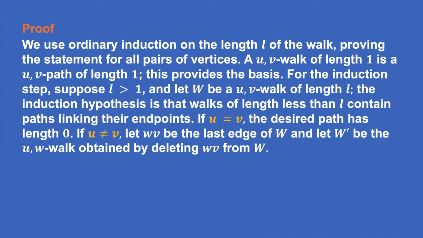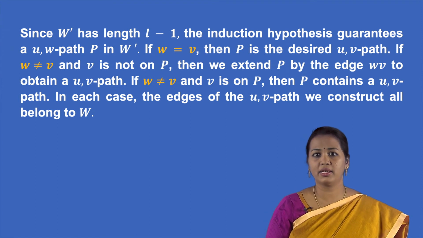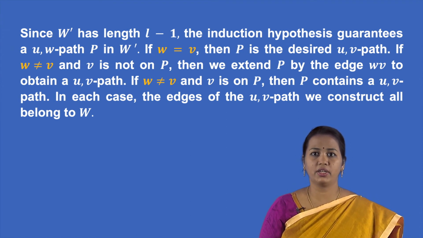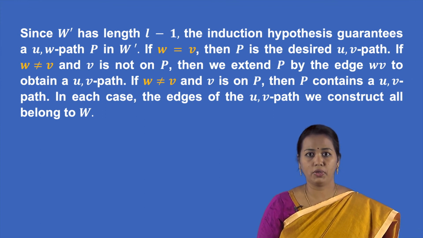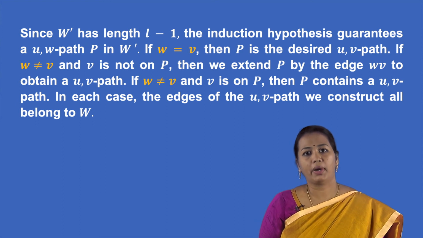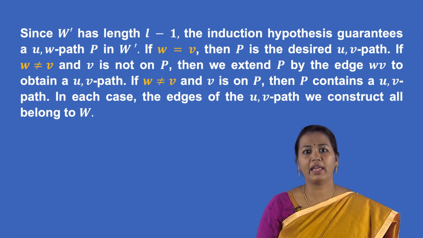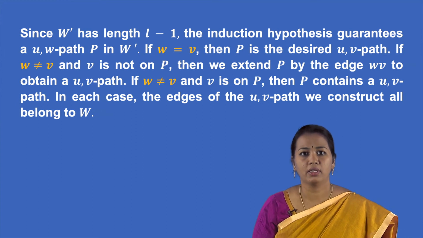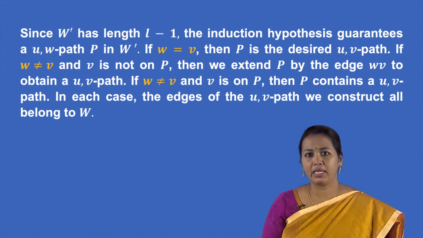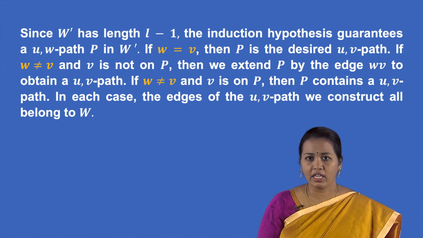If U is equal to V, the desired path has length 0. If U is not equal to V, let wV be the last edge of W and W' be the U,w-walk obtained by deleting wV from W. Since W' has length L minus 1, the induction hypothesis guarantees a U,w-path P in W'. If w is equal to V, then P is a desired U,V-path. If w is not equal to V and V is not on P, then we extend P by the edge wV to obtain a U,V-path. If w is not equal to V and V is on P, then P contains a U,V-path. In each case, the edges of the U,V-path we construct all belong to W.